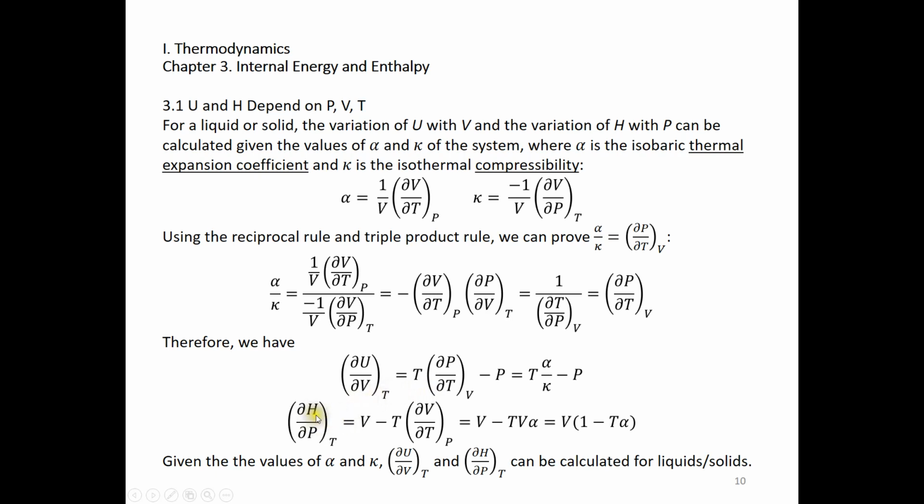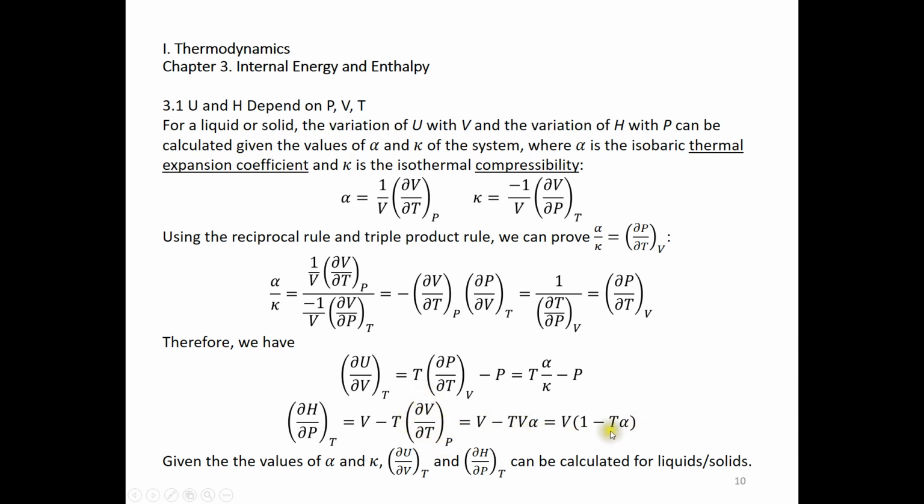Alright, what about delta H over delta P? So it's this. We can only prove this after chapter 5. Now we're going to just use this, and if you pay attention to this guy, delta V over delta T, it's simply V times alpha. Alpha is defined to be this derivative divided by V. So V times alpha is just this derivative.